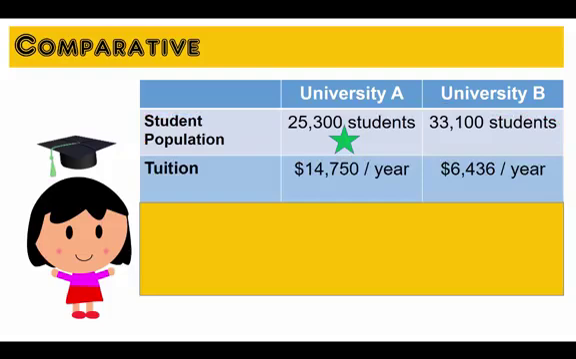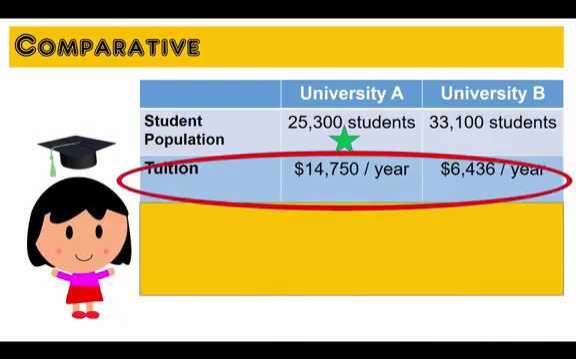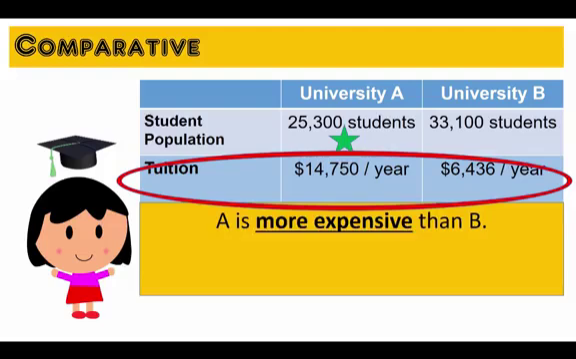Next, tuition. How much it will cost every year. Wow, look at those prices. I cannot afford A. It is more expensive than B. In other words, B is cheaper than A. It seems that B is better.